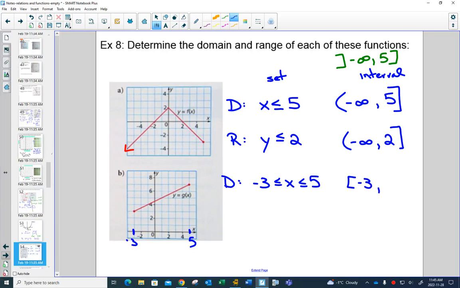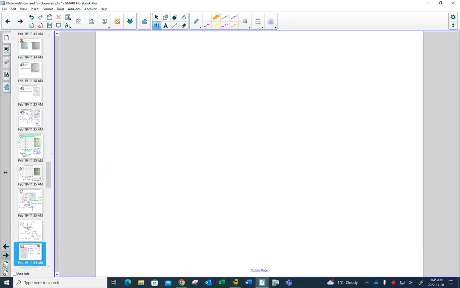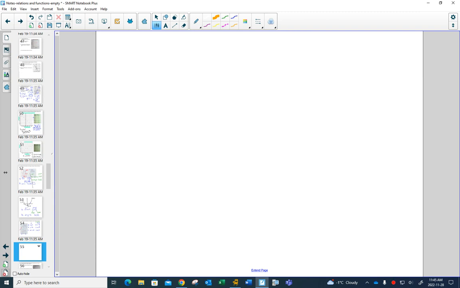So you find the greatest number that worked, and everything less than that was good. Because the arrow says you keep going forever to the left, and this one keeps going forever down. If you just kept extending this line, it would go on forever. I would have to keep going this way, and I'd have to keep going down.